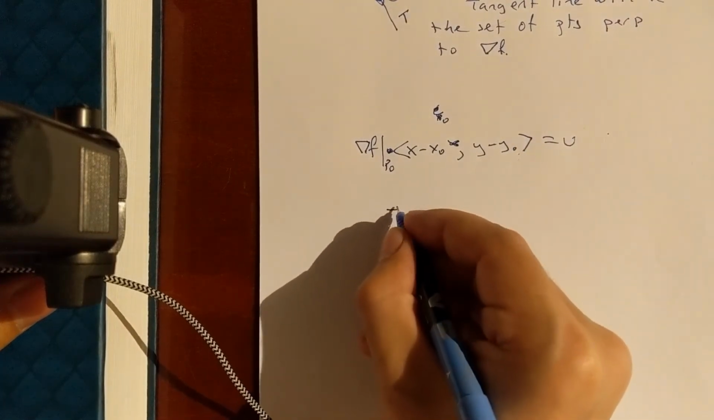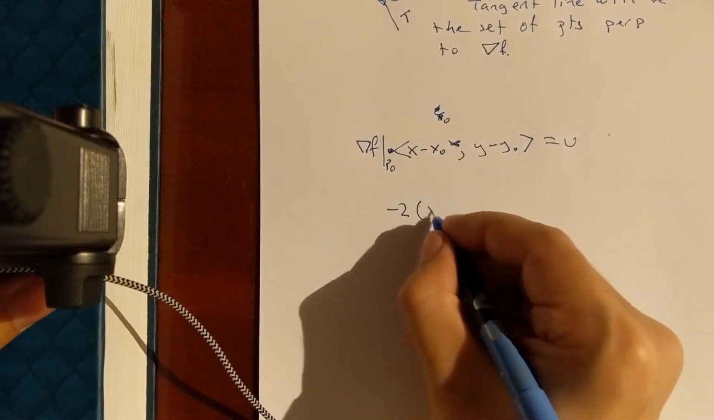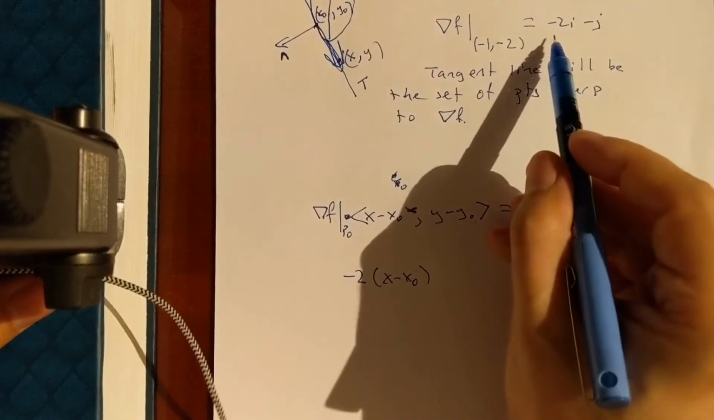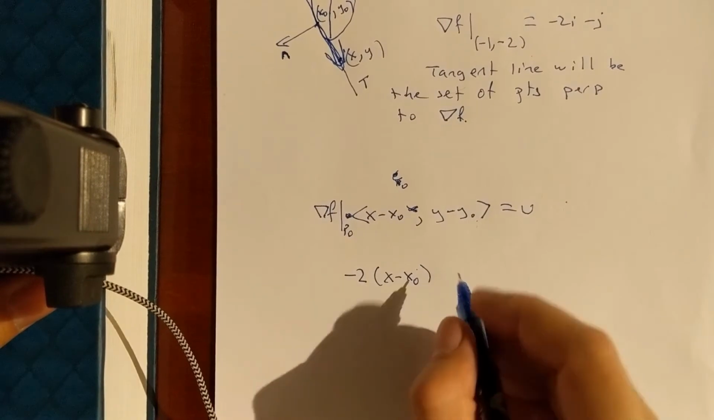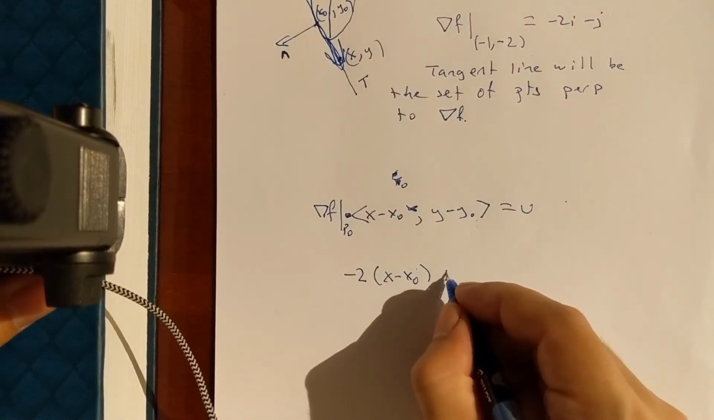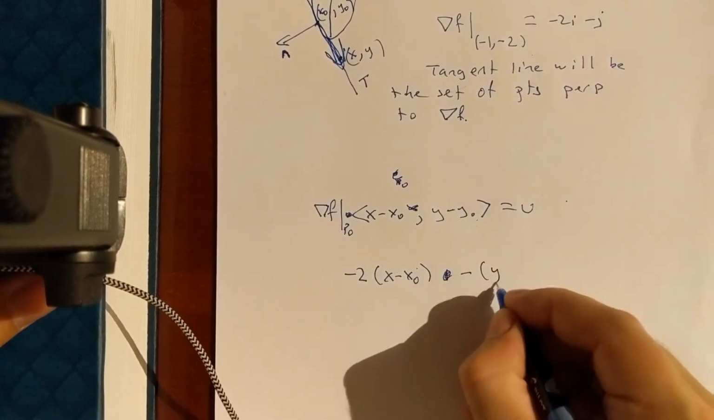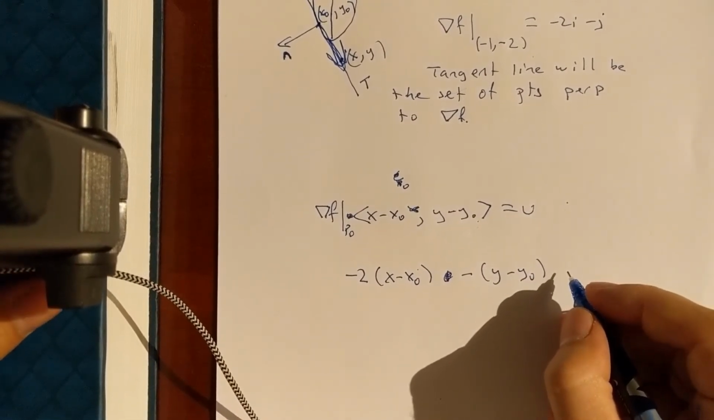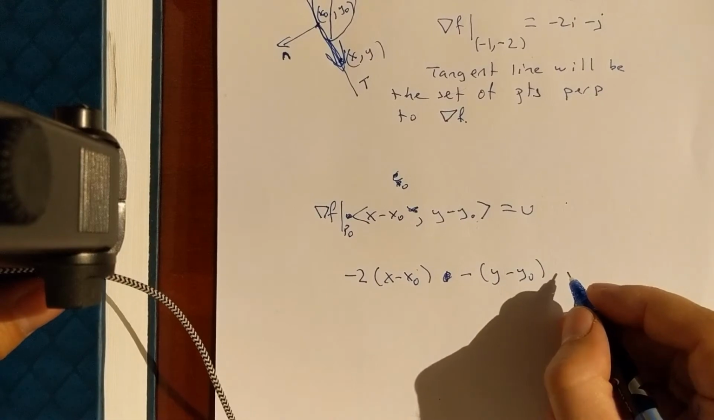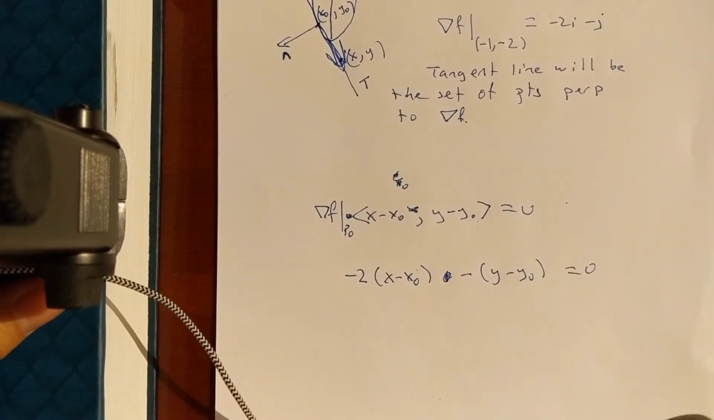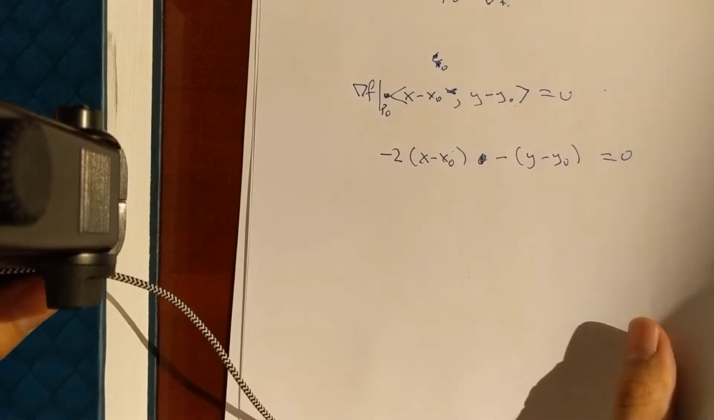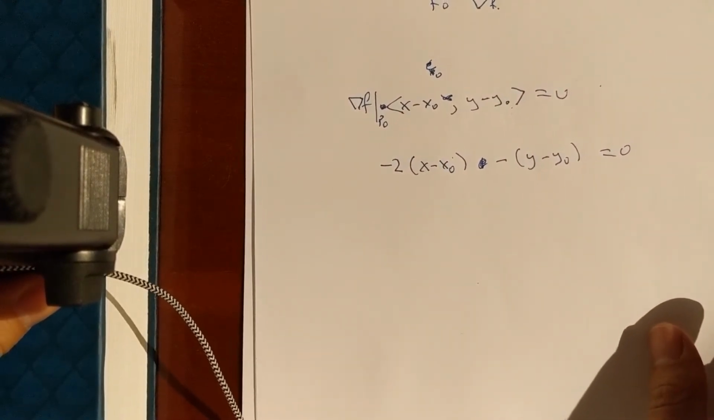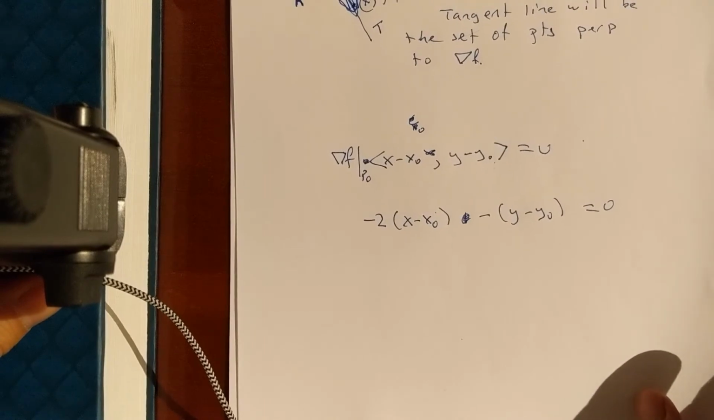What will we have? That means minus 2 times x minus x naught. That was the gradient vector, right? Minus 2 times x minus x naught plus, sorry, minus y minus y naught is equal to 0. So that's a nice way to find tangent lines to level curves.